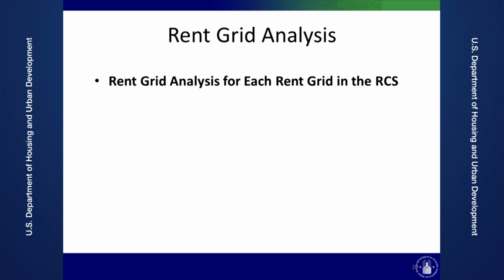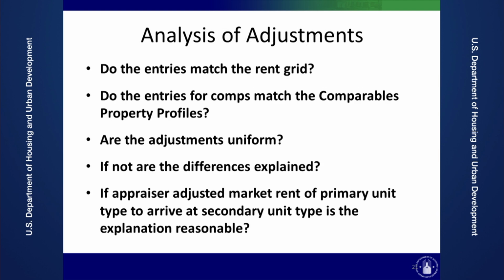Now we get into, again, this is the last part of the substantive review, and this is the analysis of the adjustments. It's one of the more important pieces of the review, and it's also a very important part of the appraisal. So the questions are for this: do the subject entries match what's on the rent grid? That's a fairly simple question. Unfortunately, the answer is not always yes. Do the entries for the comps match the comparable property profiles?